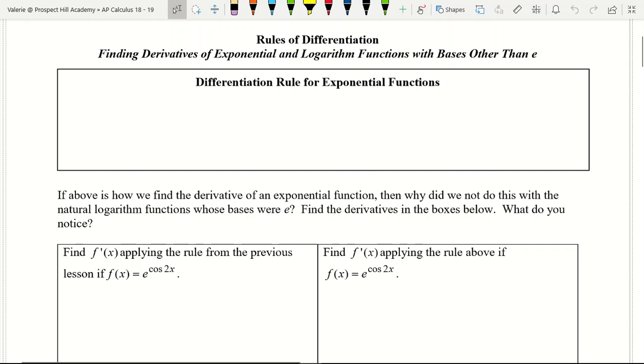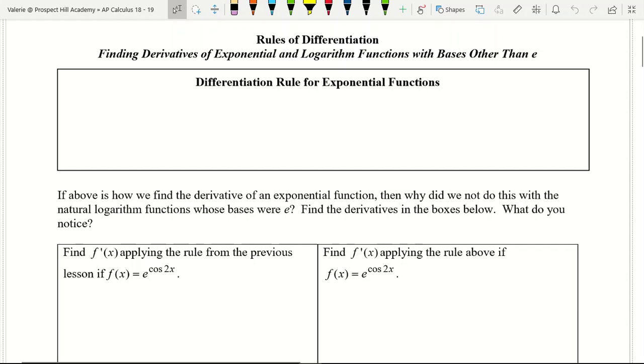So in the previous video, we found the derivatives of natural exponential and natural logarithmic functions. Today we're going to look at exponential and logarithmic functions that have a different base rather than e.